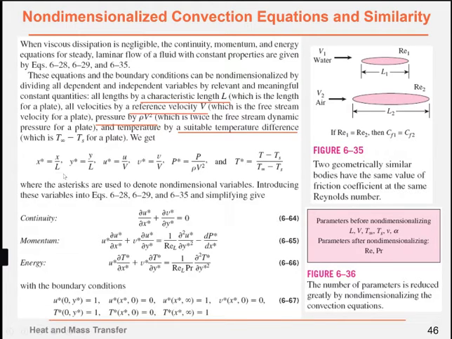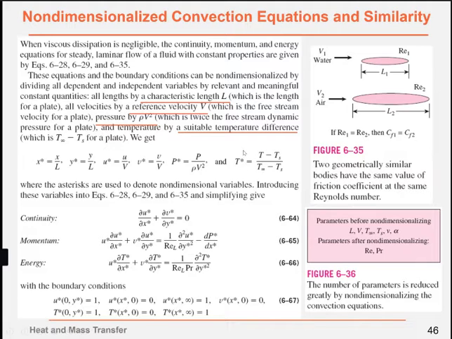Then if there is a characteristic length L, then x divided by L gives the dimensionless x, and all velocities are divided by a reference velocity V, then you get the dimensionless u divided by this reference velocity, and the pressure p divided by rho V squared, then you get a dimensionless pressure.